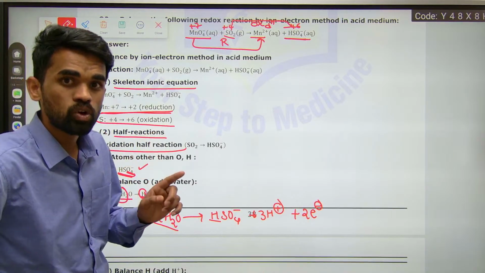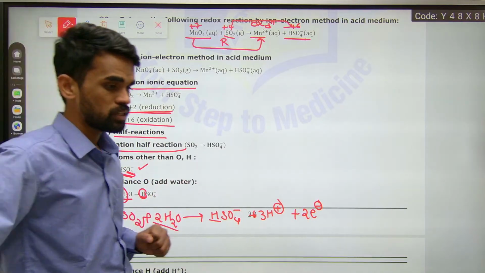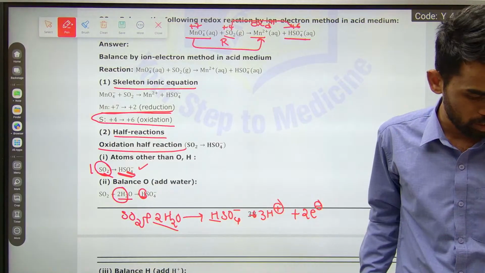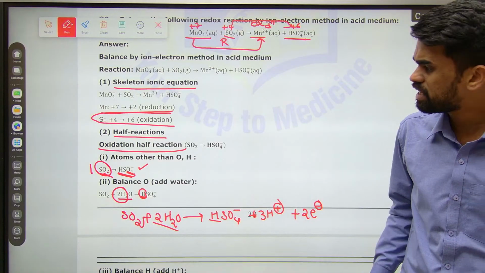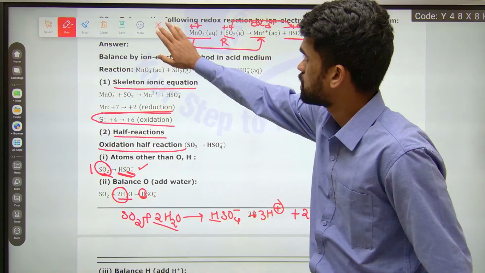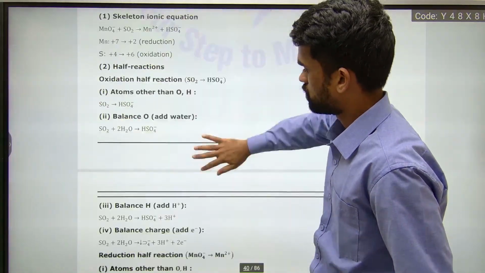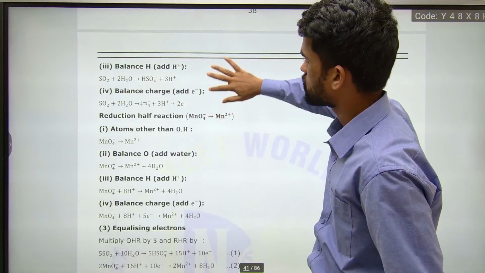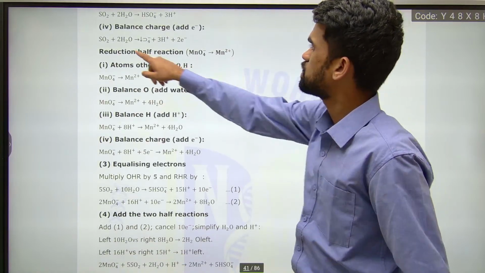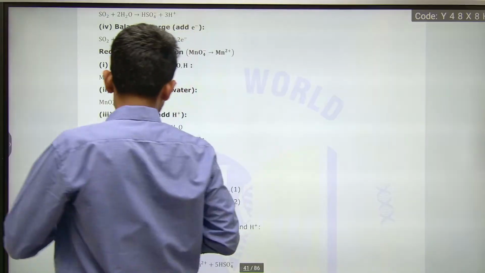Now we need to go for the reduction half reaction. What is the reduction half reaction we have? Yes, so I am erasing this. Let us move forward. What is the reduction half reaction here? See, this is the equation we got in the previous slide.